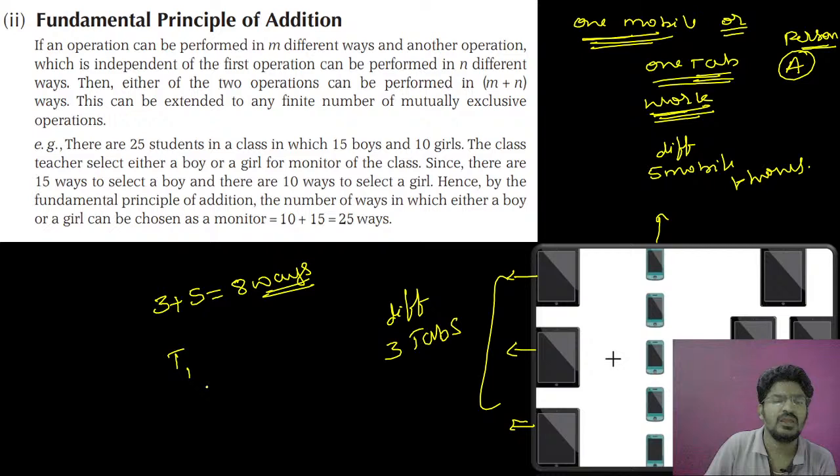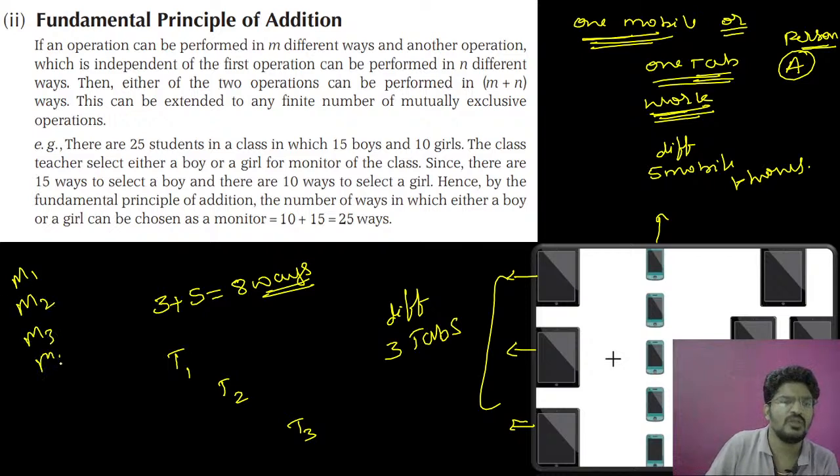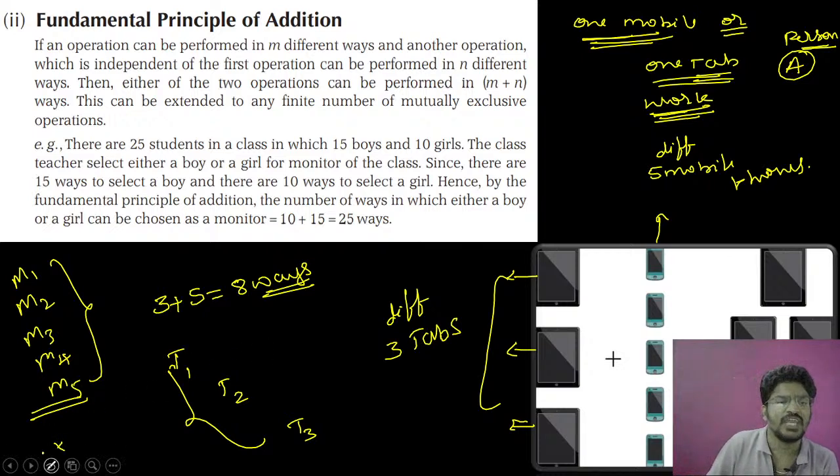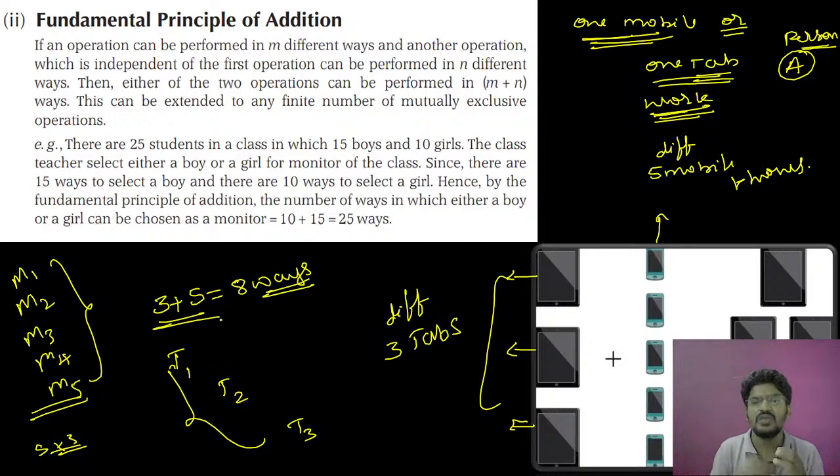I can give tab 1, tab 2, tab 3. I can give mobile 1, mobile 2, mobile 3, and so on, mobile 4 and mobile 5. Are you getting my point? So here I have 5 different mobiles and 3 different tabs. Okay, so see here, not 15. Please remember, this is not 5 into 3. This is 5 plus 3. Please see here, I am not giving mobile and tab. I am not giving both. I am giving only one. Either I give a mobile or I give a tab. Are you getting my point?